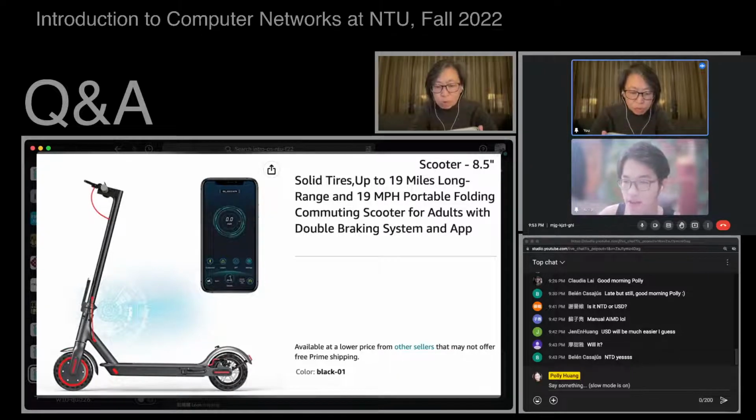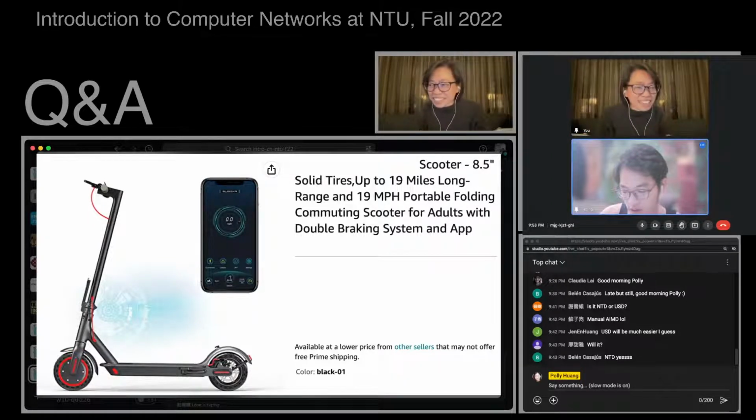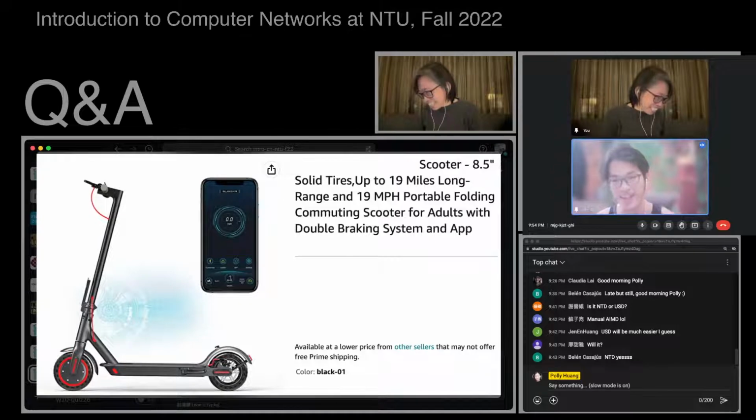3, 2, 1, start. Is this 14,000? Too high. 10,000? Too high. 8,000? Too low. 9,000? Too low. 9,500? Too low. 9,800? Too low. 9,900? Too high. 9,850? Too high. 9,000? Last guess? Okay. 9,849.